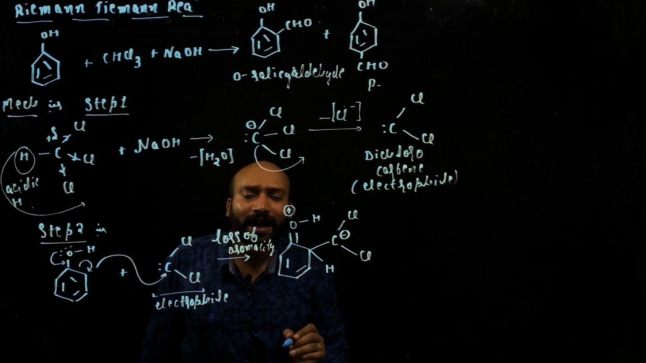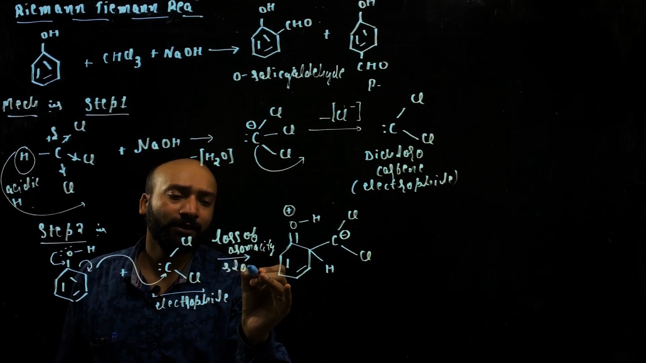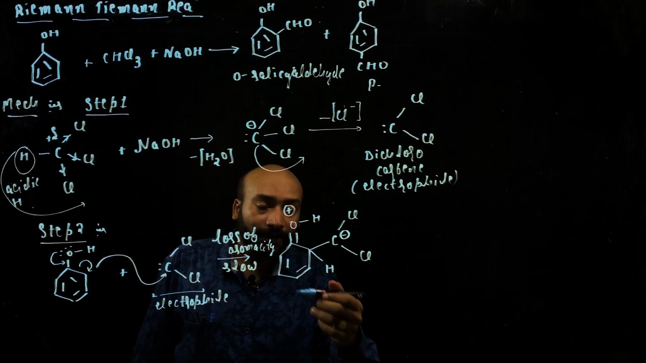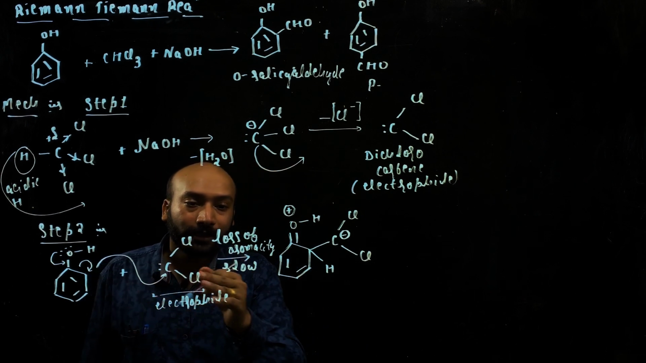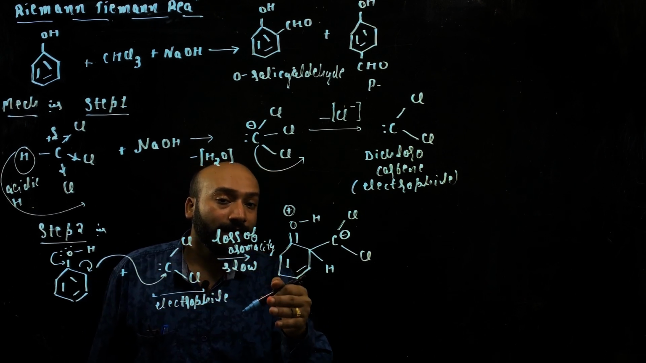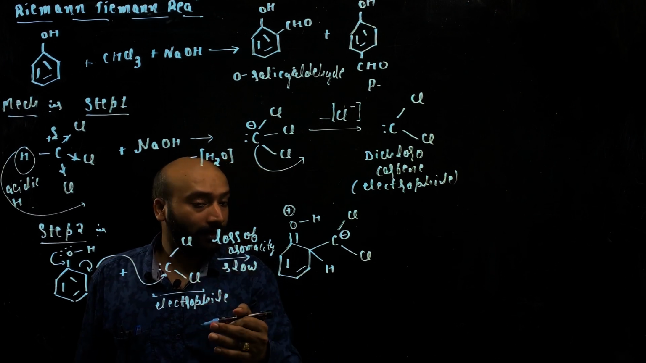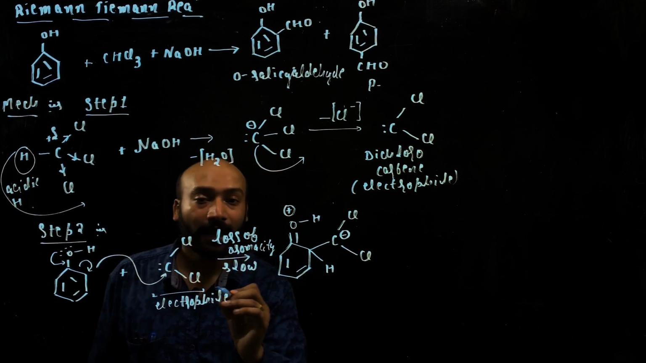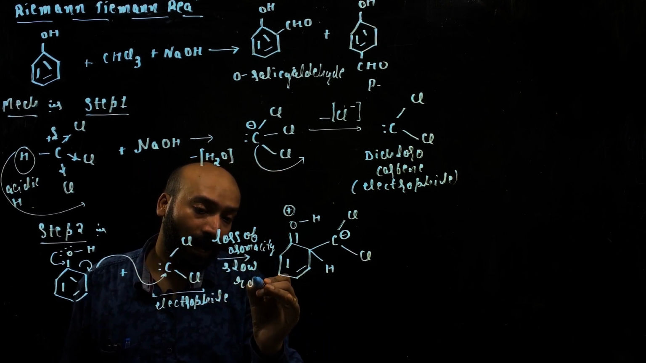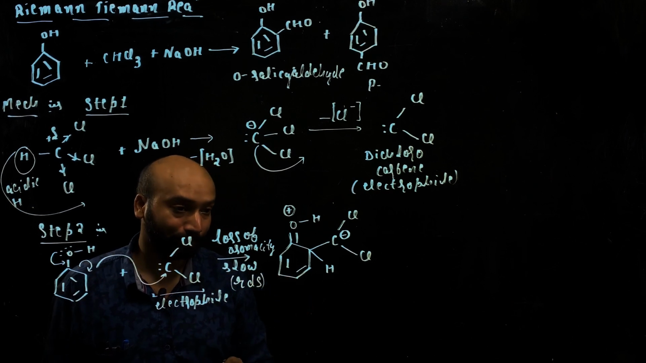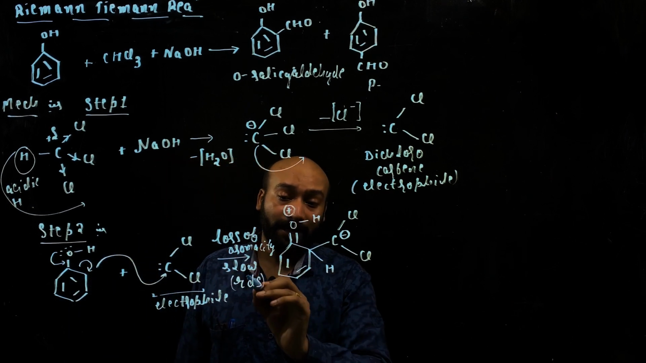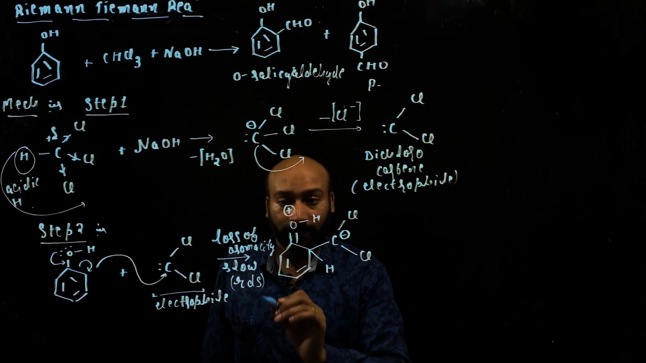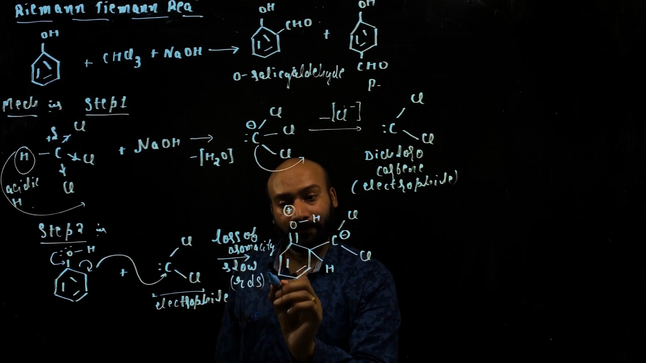This is a very slow step, because the reaction proceeds in a way where aromaticity is lost. Everyone knows that this will be a slow step, and from chemical kinetics, which everyone has studied, the slow step will be our rate determining step. So what will be our next step? Loss of aromaticity occurs in the first step.